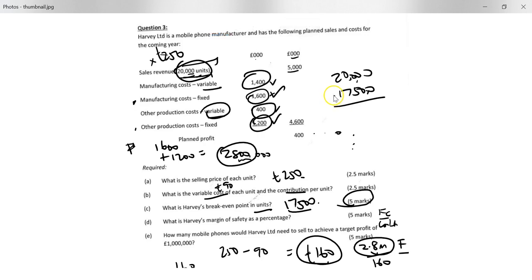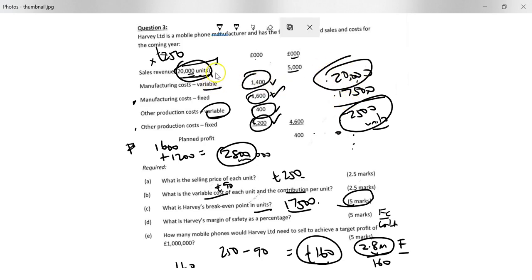The difference is 2,500 units. It's about the number of units, not amount, the margin of safety. So you have 2,500 units, if you like. And then as a percentage, remember, it's always 2,500 divided by the actual amount that you can sell. So 2,500 divided by 20,000 times 100%, right? And if you do that, that's 12.5%.